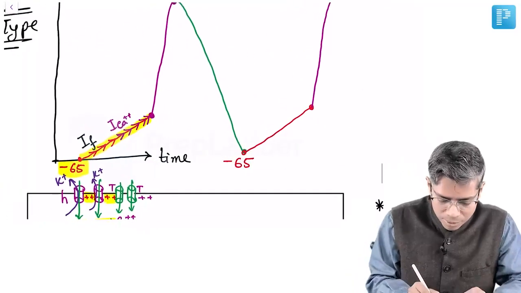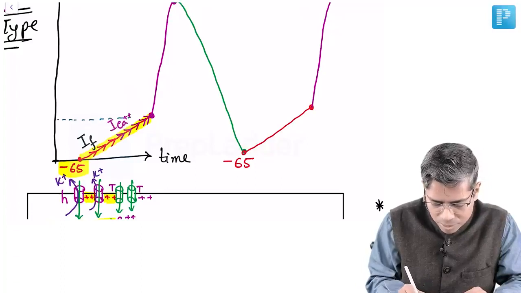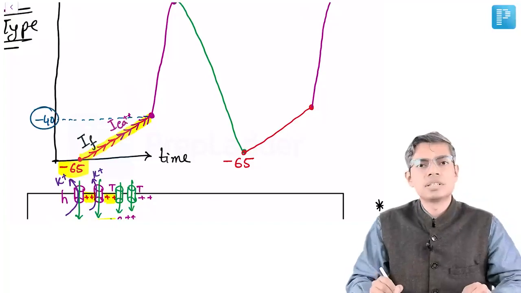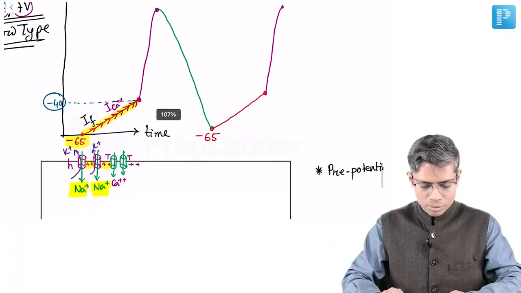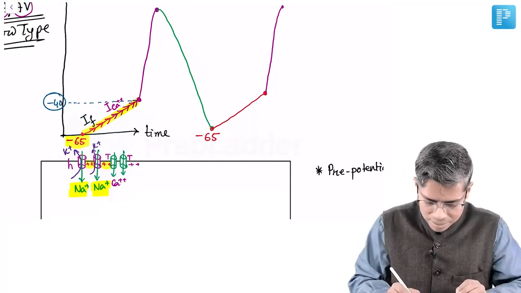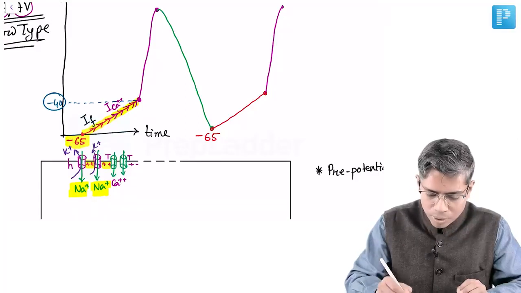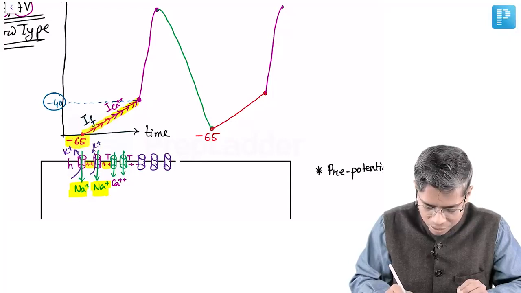What is the importance of this minus 40 millivolt? This is the threshold voltage of the nodal tissue. So whenever you are reaching the threshold voltage, what is going to happen? Simultaneously, there will be opening up of a huge number of a different variety of calcium channel, and that is the L-type calcium channel. I will repeat, just hold on.